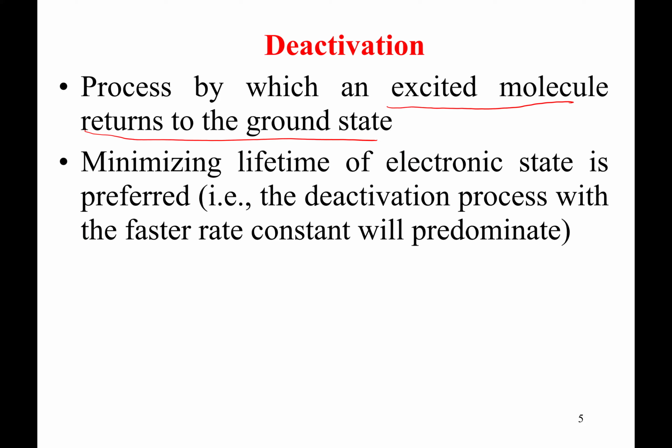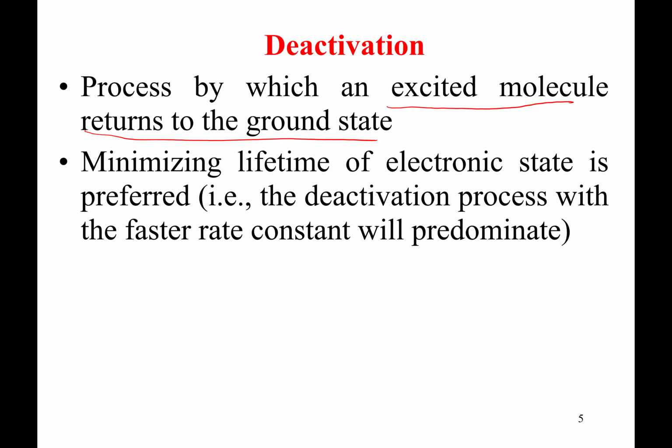So minimizing the lifetime of the electronic state is preferred. If it returns to the ground state rather than staying in the excited state, that's a preferred process. That's what molecules prefer. And that is what causes, let's say, stability of molecules in chemical reactions, stability of molecules in living systems. They prefer to be at the ground state. If there is no ground state, then we are talking about the disease state. Okay? Those are the kind of things that you have to think about.